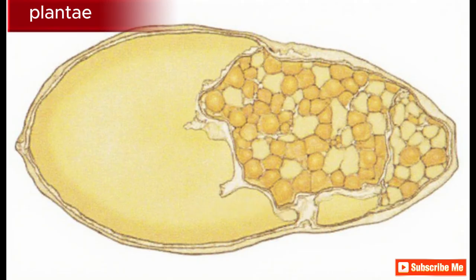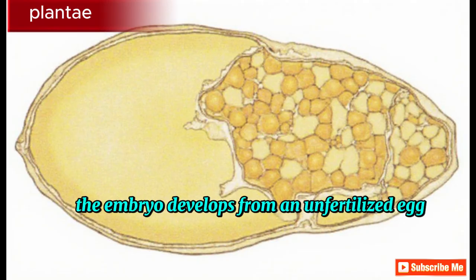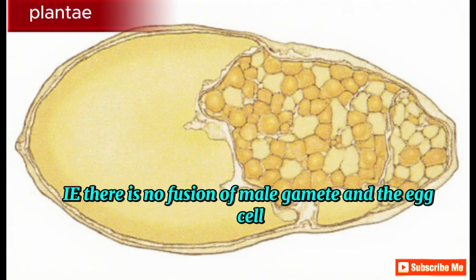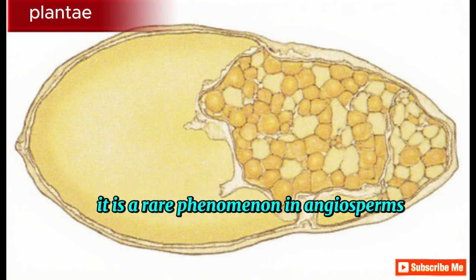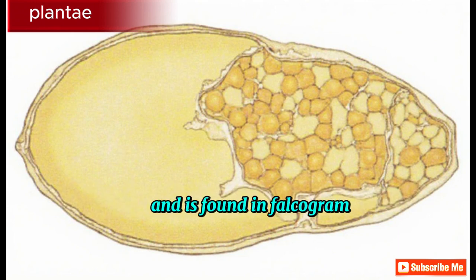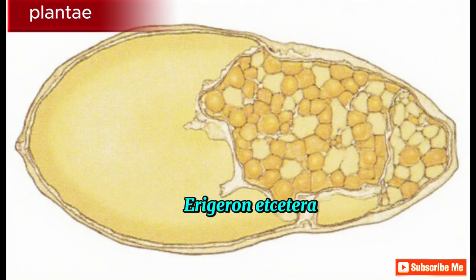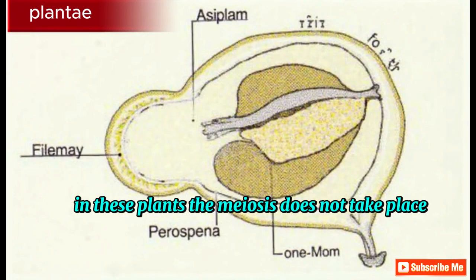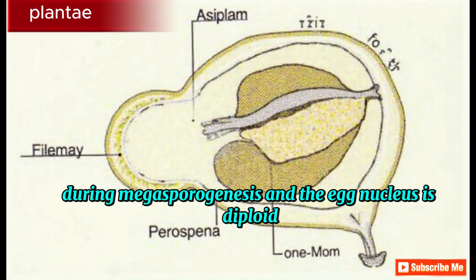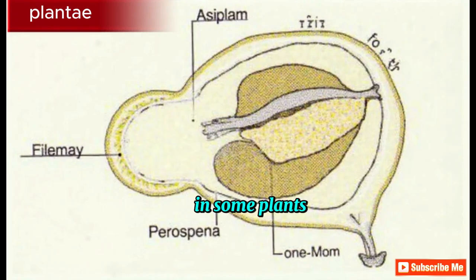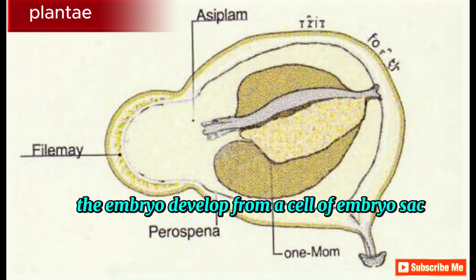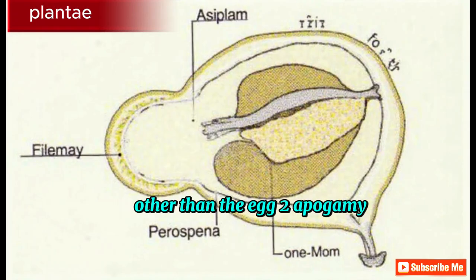Parthenogenesis. In this case, the embryo develops from an unfertilized egg, i.e., there is no fusion of male gamete and the egg cell. It is a rare phenomenon in angiosperms and is found in Phalictrum, Erigeron, etc. In these plants, meiosis does not take place during megasporogenesis and the egg nucleus is diploid. In some plants, the embryo develops from a cell of the embryo sac other than the egg.